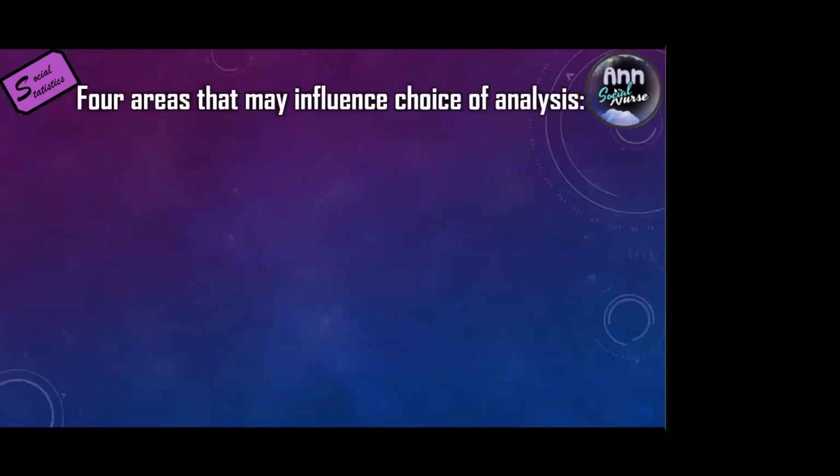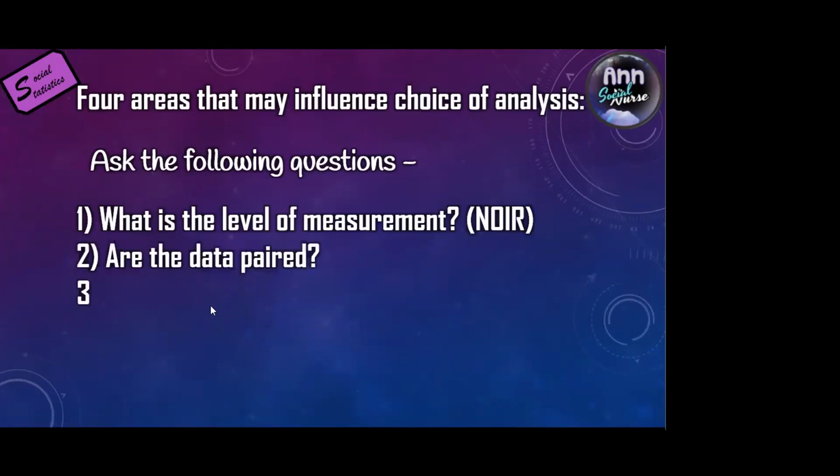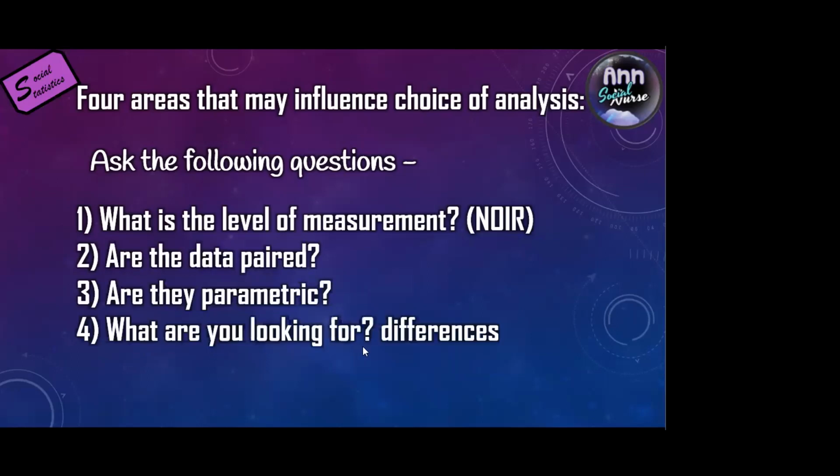There are four areas that may influence choice of analysis, and you can determine by asking the following questions. What is the level of measurement? Are the data paired? Are they parametric? What are you looking for? Differences, correlation, etc. So each of these four we are going to tackle one by one in the next slides.